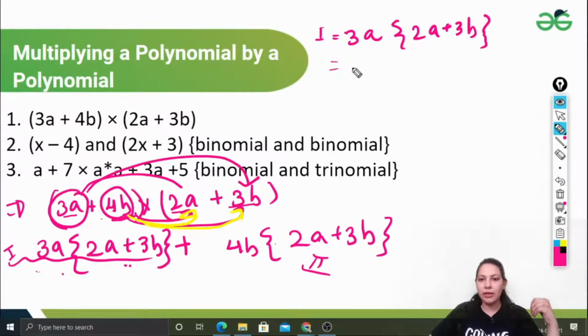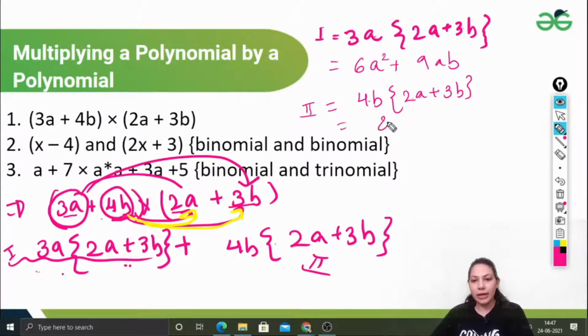So it will be like 3a into 2a, 6a, a into a is a square, plus 3 into 3, 9, a into b is ab. So this is the first part. Let's solve the second part, that is 4b times (2a plus 3b).